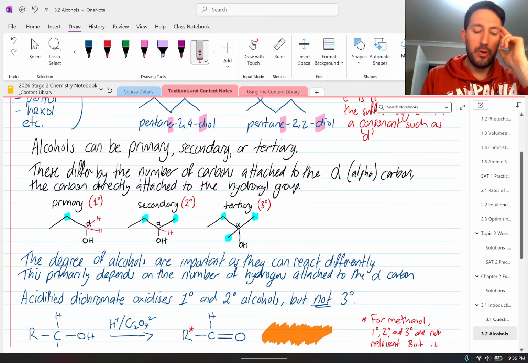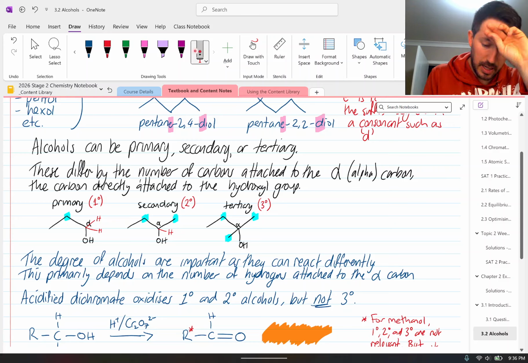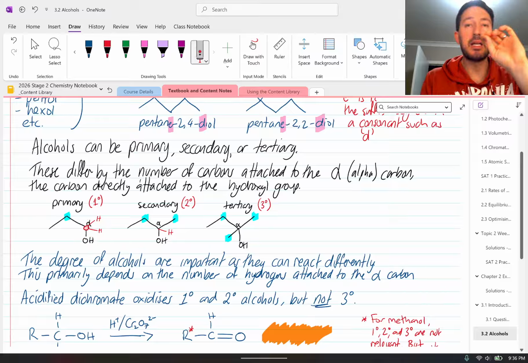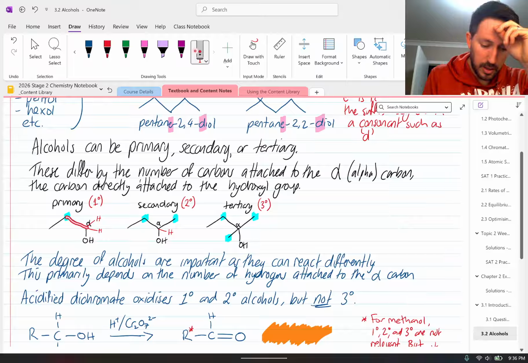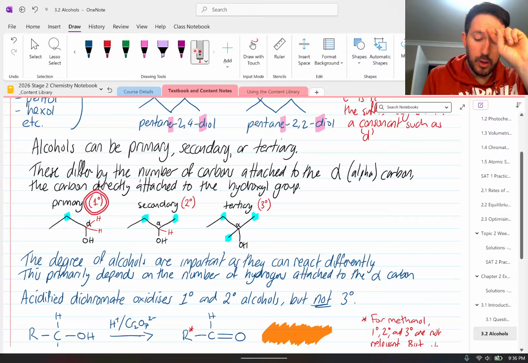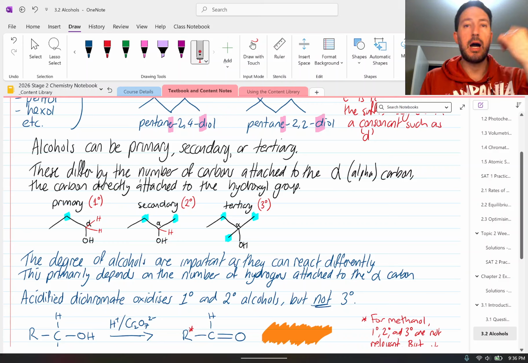If you look at the alpha carbon, now the alpha carbon is the one that's directly attached to the OH. In this particular case, we have our OH directly attached to this carbon here. That is our alpha carbon. Now this alpha carbon here, you need to ask yourself how many carbons are directly attached to that one. And you can see in this particular case, it goes straight up to here, it's only directly attached to one, and it has a bond to the OH obviously, as well as two hydrogens. Now the degree, so primary being first degree, is telling you how many carbons that alpha carbon is attached to.